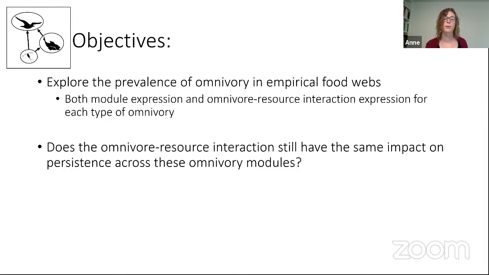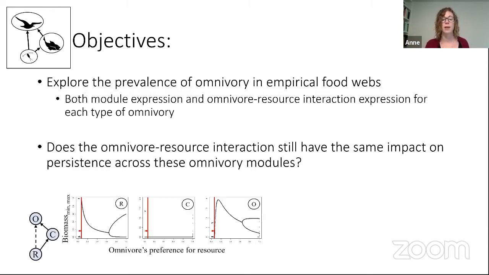We know that from an empirical standpoint, but what about from a theoretical standpoint? Does the omnivore resource interaction still have the same impact on persistence across these 5 different omnivory modules? To bring you back to the biomass omnivore preference for resource graphs that I brought up earlier, this one's exactly the same as the one I showed at the beginning. Again, we have biomass max and min along the y-axis, the omnivore's preference for resource along the x-axis, and our 3 different species. We see that the area of persistence is when the omnivore has a weak preference for the resource.